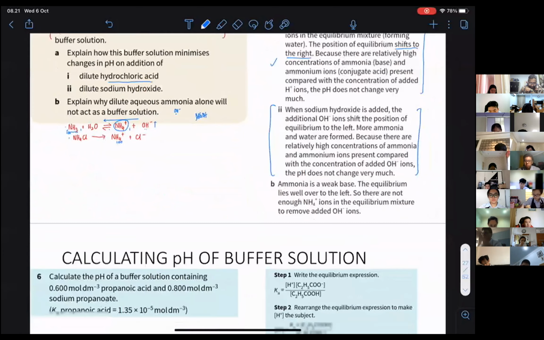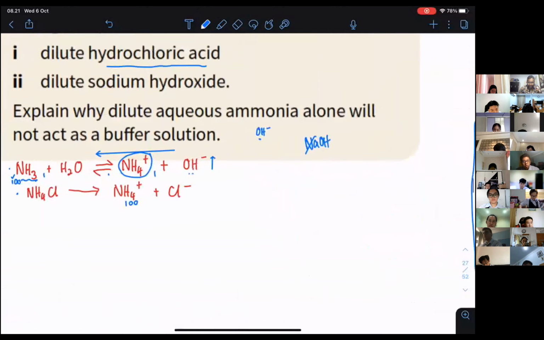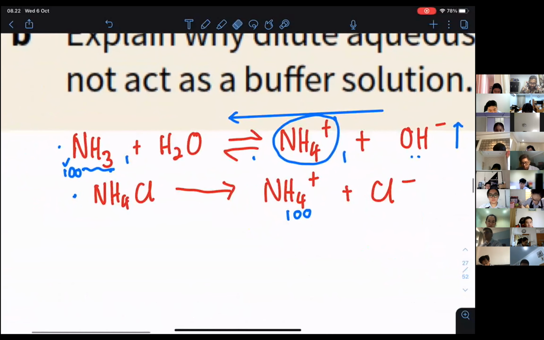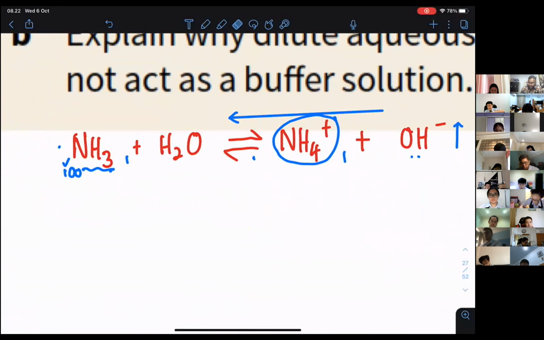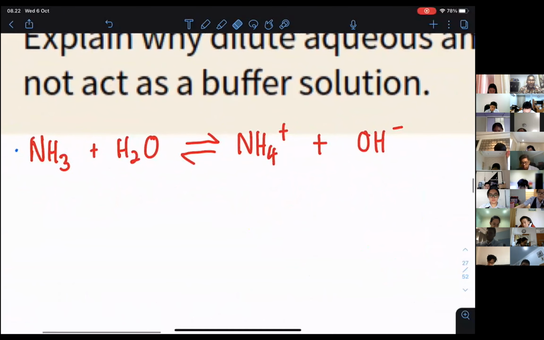So the next thing is, they say: explain why dilute aqueous ammonia alone will not act as a buffer solution. Why is this one alone not going to act as a buffer solution? When it is alone, it means that I am going to ignore this. Let's see what will happen if we just look into this only. Some people will think, oh, I have the salt within the equation itself, why do I need to bother? Can I just use this alone?